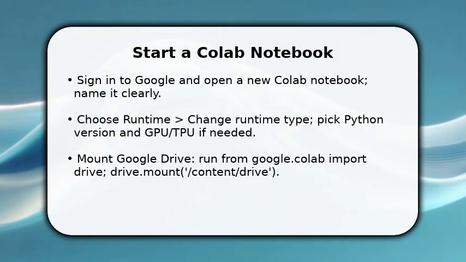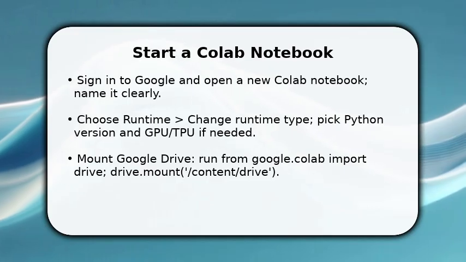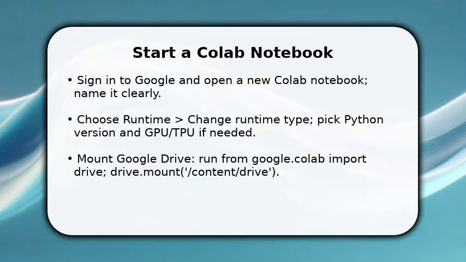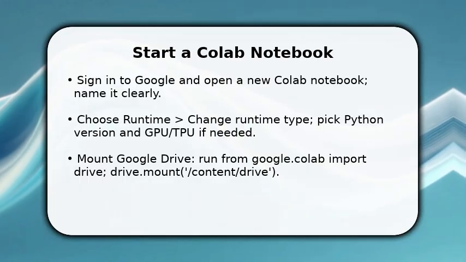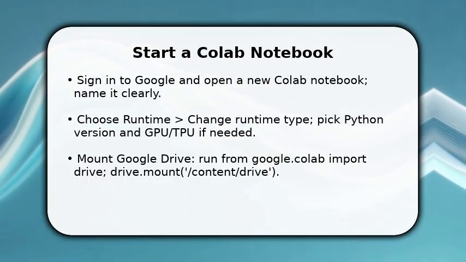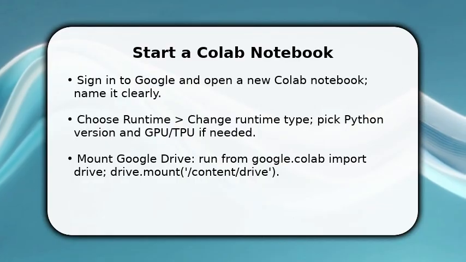You start by signing into Google and creating a new Colab notebook. Name it so you can find it later. Once the notebook is open, change runtime type, and select the Python version and hardware accelerator you need.